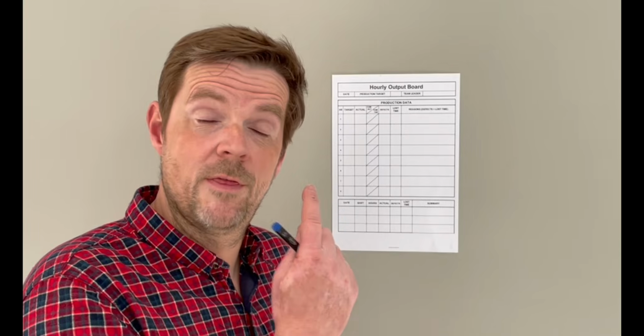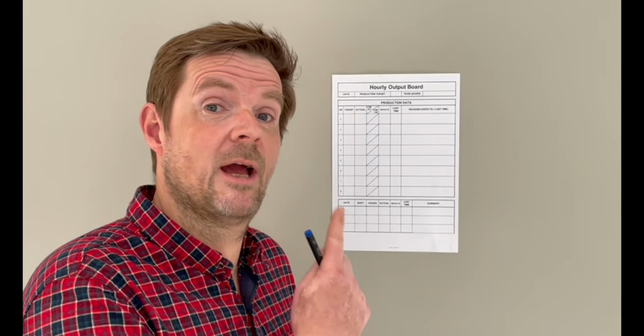So, hourly boards, they've got many names. They're known as production control boards, production analysis boards, and day-by-hour boards. They help a team leader and supervisor know where to spend their time supporting. And here's a strong, simple one, and I'm going to show you how to use it very well. So this is a very good, simple hourly output board.